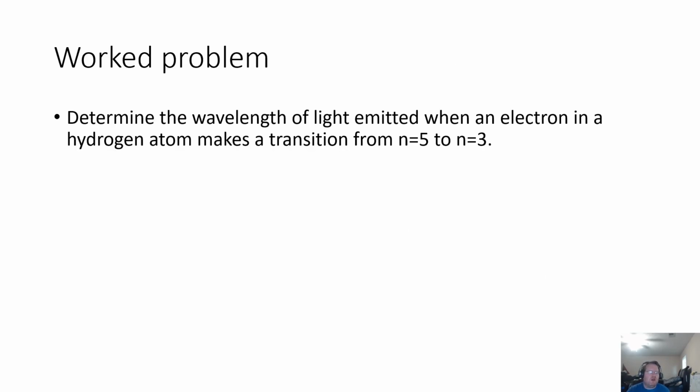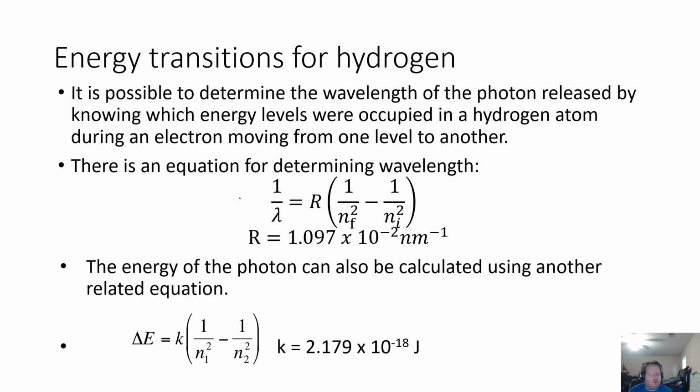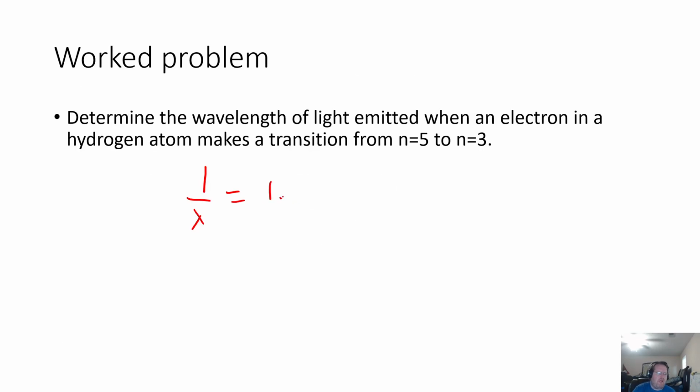Okay. Determine the wavelength of light emitted when an electron in a hydrogen atom makes a transition from n equals 5 to n equals 3. So we have 1 over wavelength, and I'll be honest, I don't remember Rydberg's constant, so I have to grab that from the other slide. It's 1.097 times 10 to the negative second inverse nanometers.